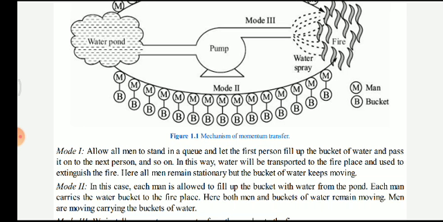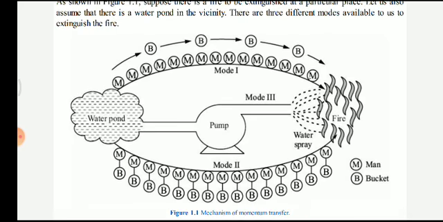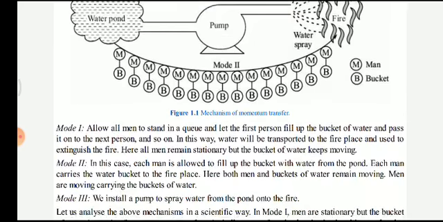All the men are stationary. They are the stationary points. All the men are connected in a series or in the queue, where the men are not moving. Okay.